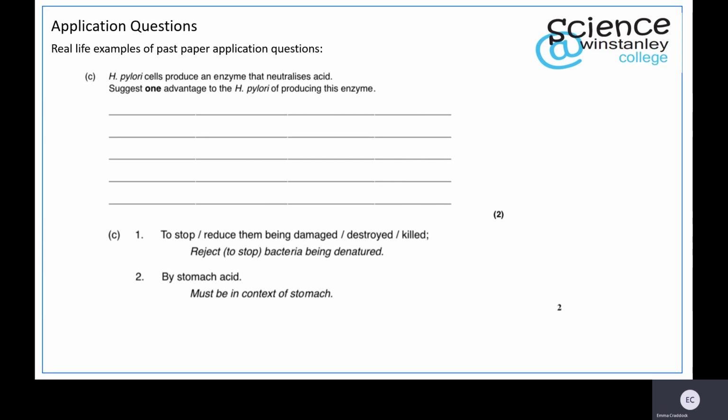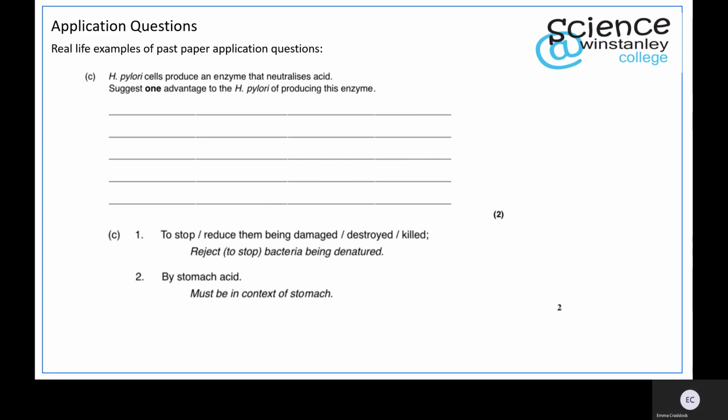So here are your 2 marks. The first mark is to stop them or reduce them being damaged, destroyed, or killed. You cannot say denatured because it is not an enzyme. Protein is denatured, bacteria is destroyed or killed, an organism is destroyed or killed. Now the second mark, and it must be in the context of the stomach, is to say by stomach acid. So you need to say what the advantage is and why that's an advantage, because of the stomach acid there. Okay, so think about the 2 marks. Always look how many marks there are and make sure you include lots of relevant information. Relevant is the word there.